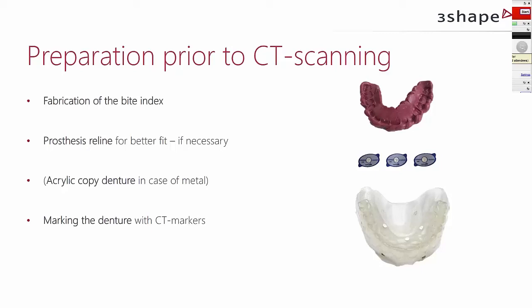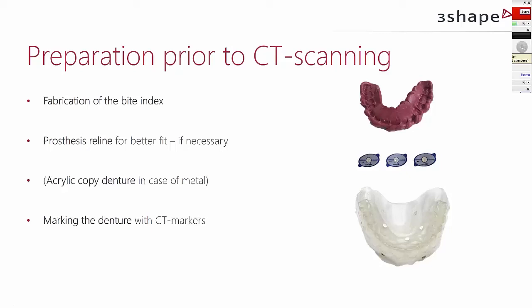The other solution is the normal solution, where you can make small dents with a round-headed drill into the denture and then fill the dents up with gutta percha, and in that way create your own marker. And that's what we see in the picture on this slide.